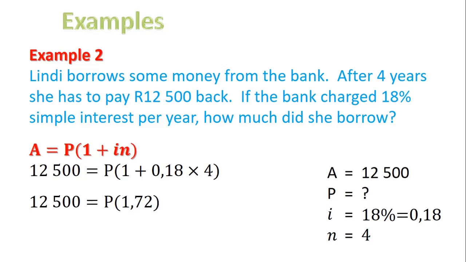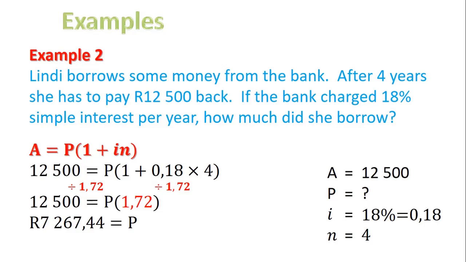Now I have to get the letter P by itself. So I have P times 1,72. How do I get rid of that? Let's have a look. I take my 1,72 and I divide both sides by 1,72. So 12,500 divided by 1,72 equals 7,267,44. That equals P, and that is my final answer. Lindy borrowed 7,267 Rand and 44 cents.